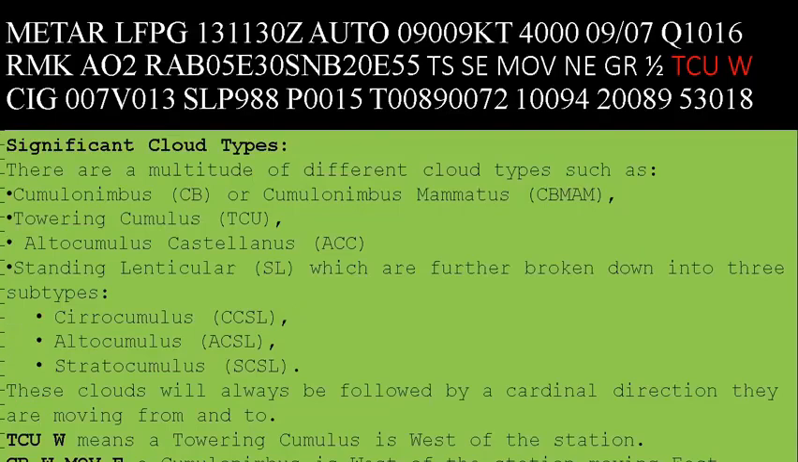Then significant cloud types. There are a multitude of different cloud types such as CB, TCU, then ACC, then standing lenticular SL, then cirrocumulus, altocumulus, stratocumulus. These clouds will always be followed by a cardinal direction. Suppose we have been given TCU west. So towering cumulus in the west direction of the reporting station.